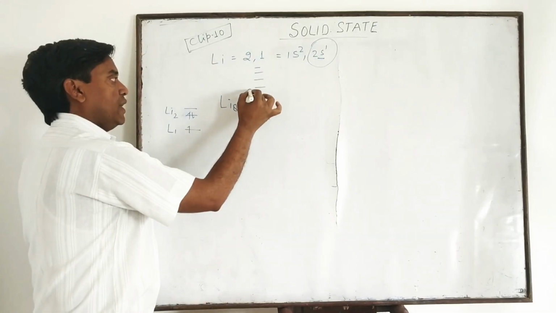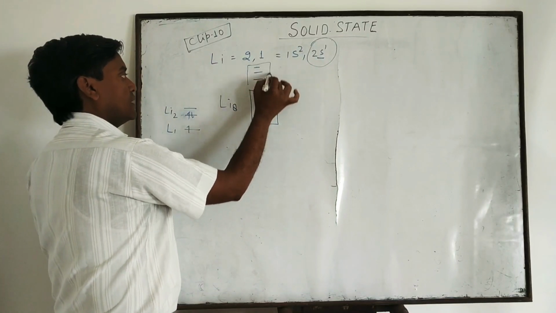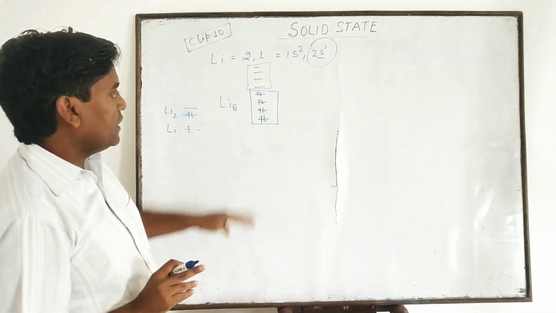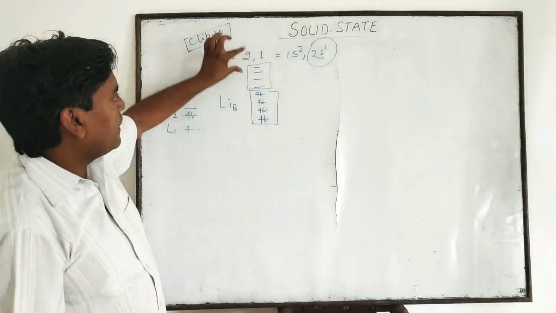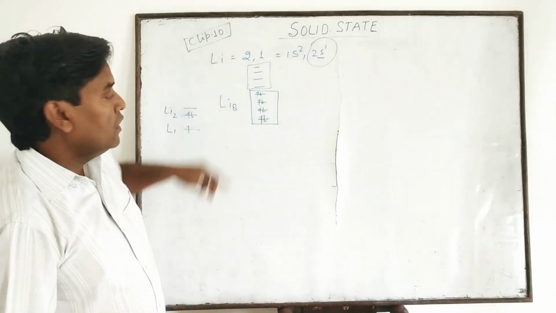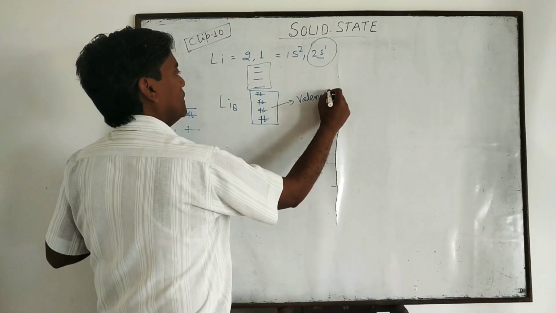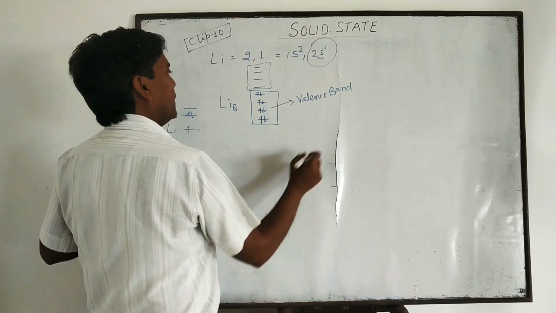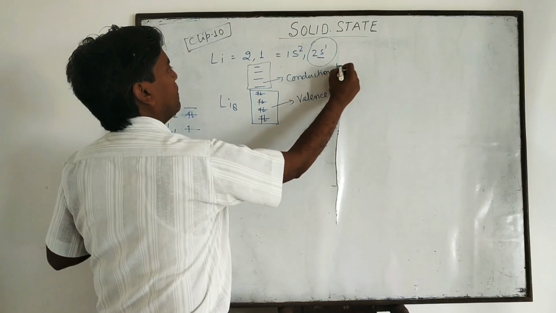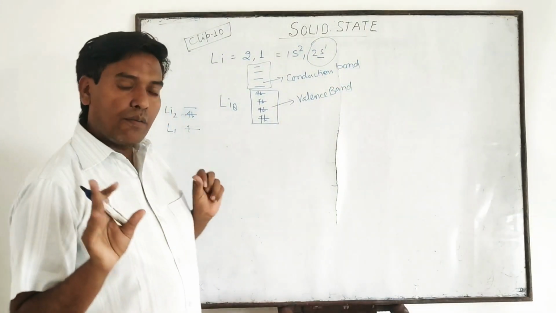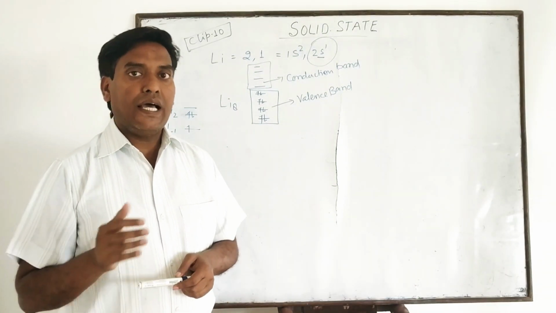Then this atomic orbital is categorized into two parts: this one and this one. The atomic orbital of lithium can be categorized into two parts. One is highly occupied by the electrons and the remaining are vacant. Clear? So this highly occupied band is known as the valence band, and this unoccupied band is known as the conduction band. These two bands are present in all types of substances, whether conductor, semiconductor as well as insulator.